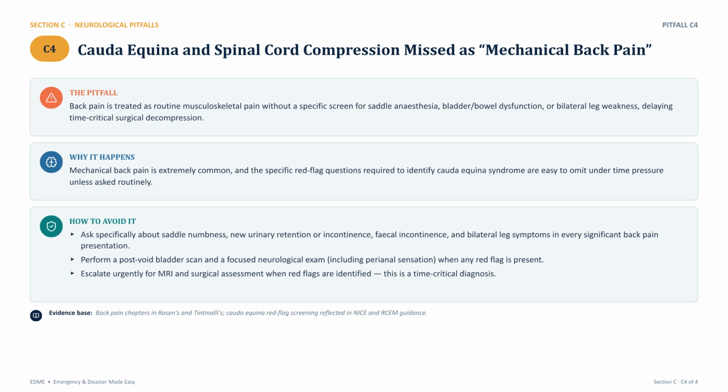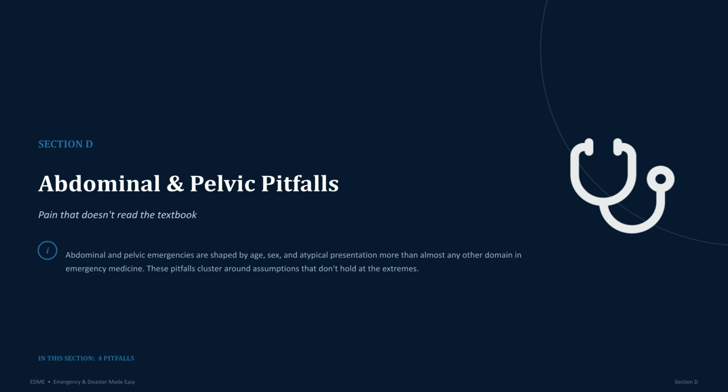Pitfall C4 is missing cauda equina or spinal cord compression by labeling symptoms as mechanical back pain. Always actively screen for saddle anesthesia and bowel or bladder dysfunction in significant back pain presentations. This is a time-critical surgical emergency. In Section D, we address abdominal and pelvic pitfalls.